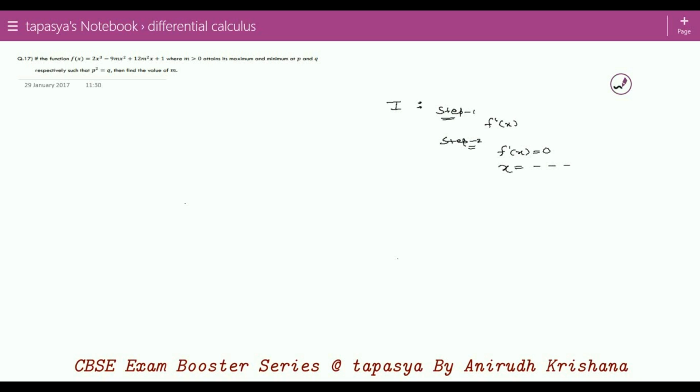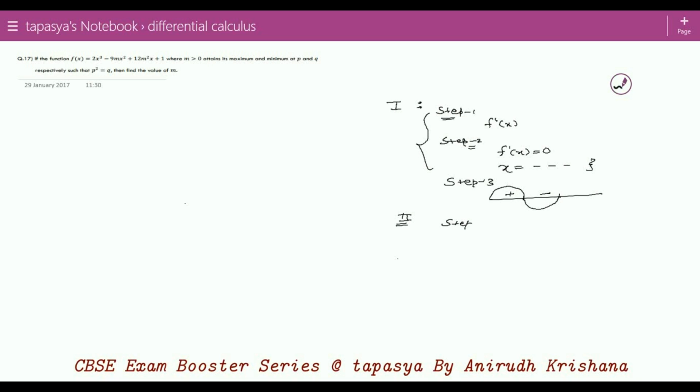Okay, so here the values of x, and in step 3 you have to simply draw the number line and represent all these values of x on this number line. Okay, and find the interval of positive and negative using the wavy curve method. So if the interval is positive, then it will represent the interval of maxima, and if the interval is negative, then it will represent the interval of minima.